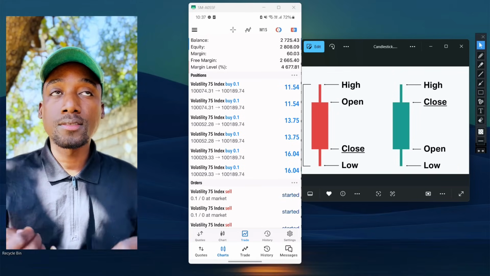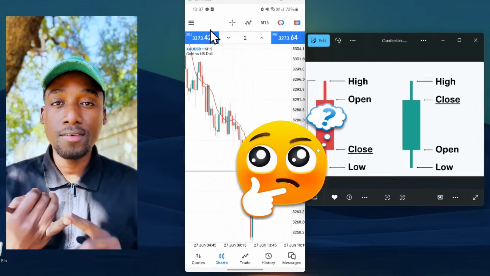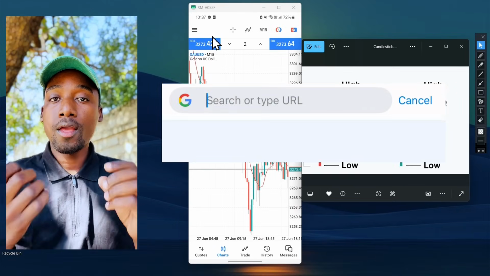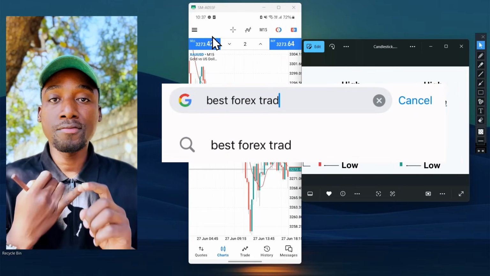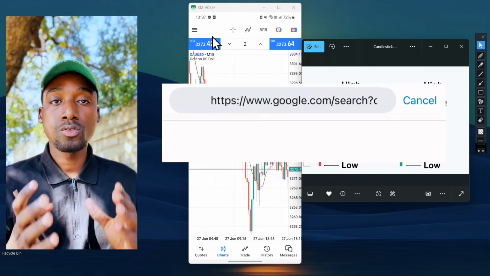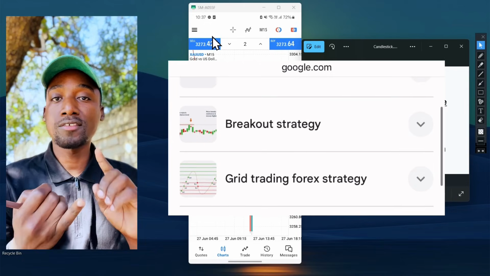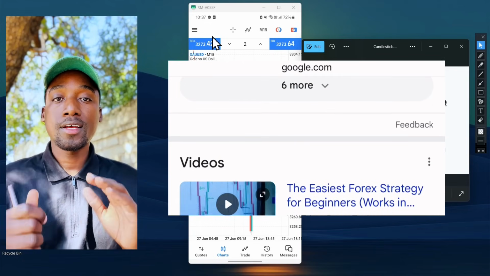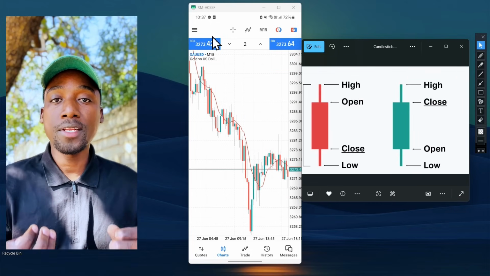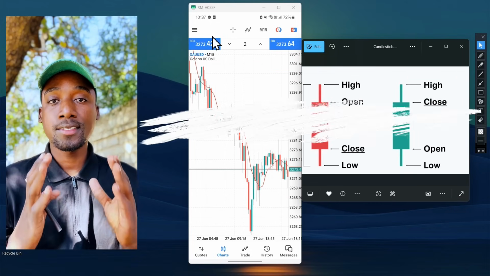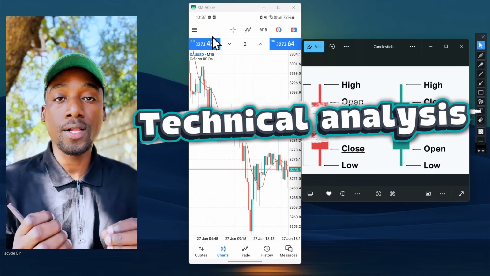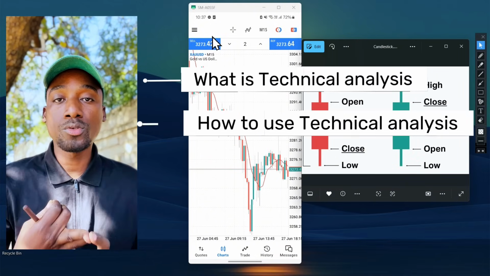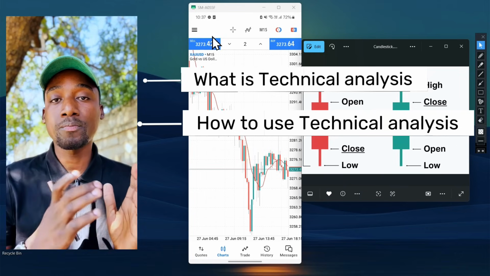To make money in Forex, you must learn technical analysis. If you have ever asked yourself, how do I know it's time for me to buy or sell? And if you have ever searched for the best Forex trading strategy, robot indicators, chart patterns, or candlestick patterns to confirm an entry of buy or sell, you must learn technical analysis. In this tutorial, I will teach you exactly what technical analysis is and how to use it to find entries of buy or sell.